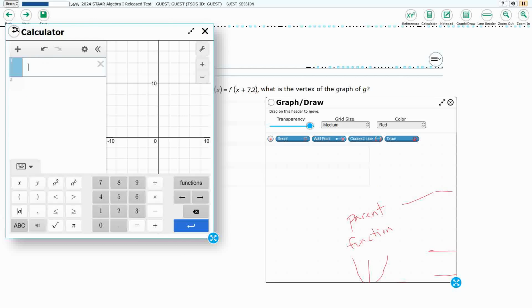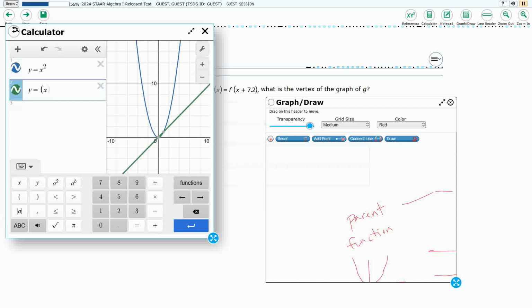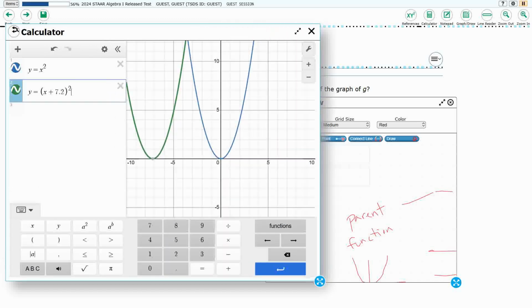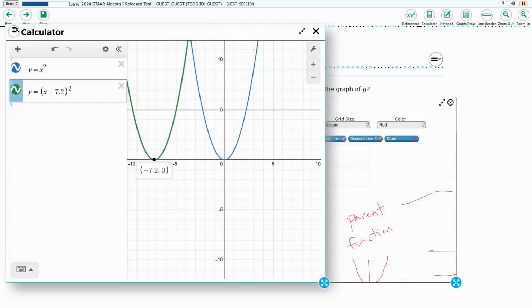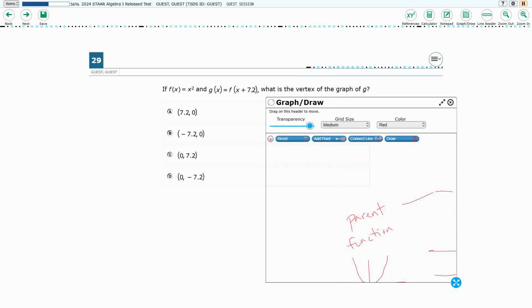Let's just get our basic y equals x squared, okay? And then let's get our y equals our child function, and then we said it's going to be x plus 7.2, and let's square that. And as you see here, the green is shifted over, and what is that x value? Negative 7.2. So that plus 7.2 actually shifted the entire graph over to negative 7.2 on the x, so that is going to be our answer, B.